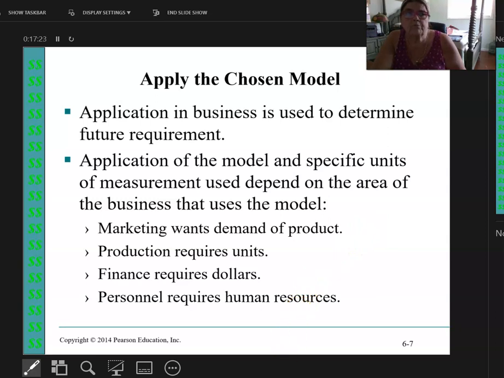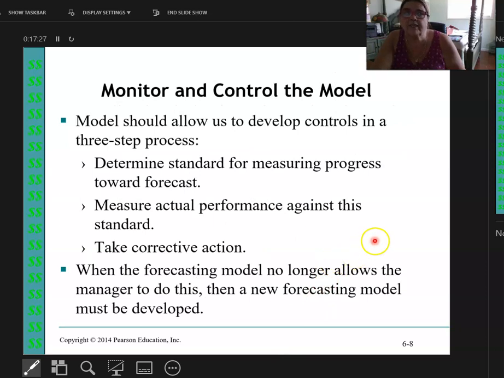Okay, so we're going to move to monitor and control, which is the last step of the whole process. Then we're going to get to the models. Remember, this is called benchmarking. I'm going to put measuring benchmarks in place so I can measure the forecast. I'm always going to measure the actual performance to the standard. The standard is the forecast or the budget.